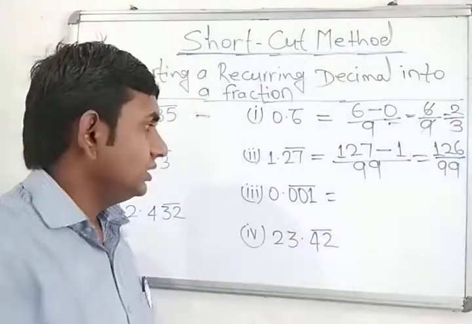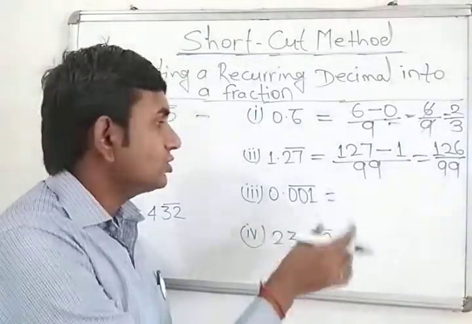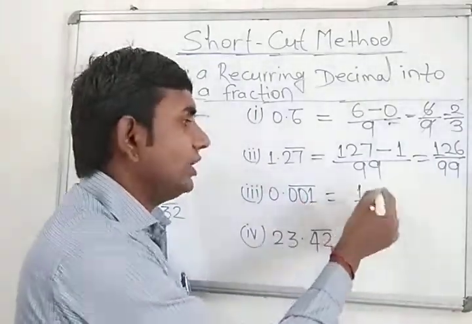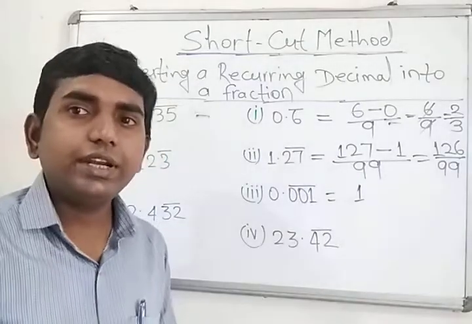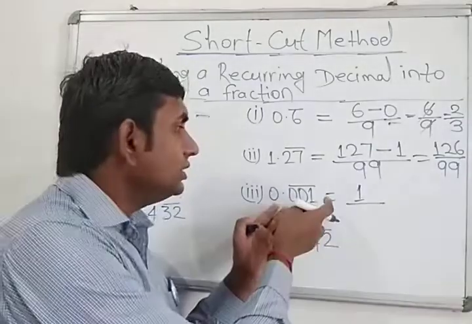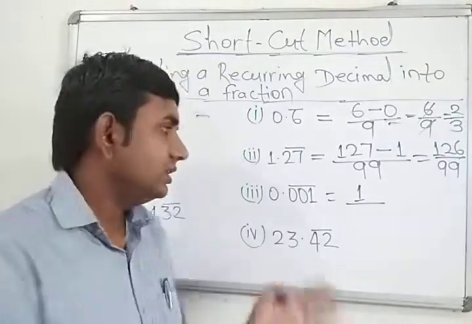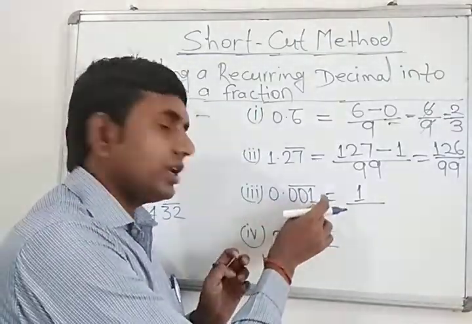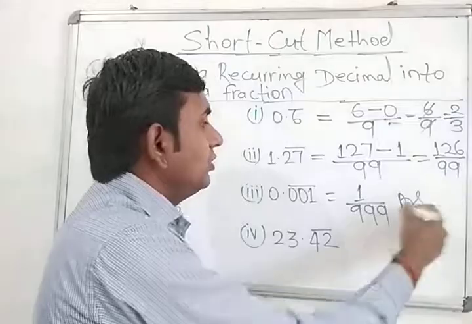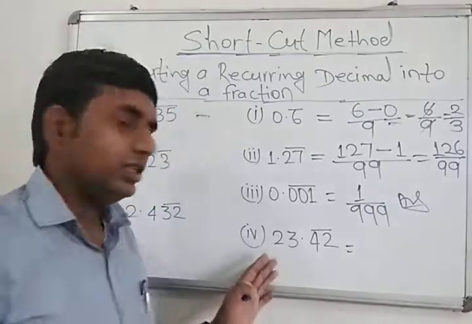Now the next question, here is 0.001 with 001 repeating. Three digits are repeating, so we write the total digits. The total digits are 001, so we get only 1, minus the number of non-recurring digits. There is no non-recurring digit, so we write only 1, divided by as many 9s as the number of recurring digits. The number of recurring digits is 3, so we write 999. The answer is 1 by 999.